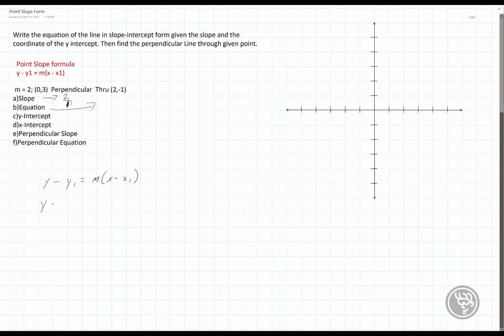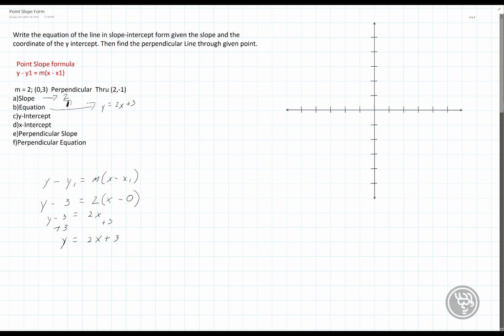We have y minus, our y value here is 3, equals, we know our slope is 2, times x minus, my x value is 0. So that really helps. If we solve this, this becomes y minus 3 is equal to 2x. And we move the 3 over, plus 3 here, plus 3 here. Our line here is y is equal to 2x plus 3.